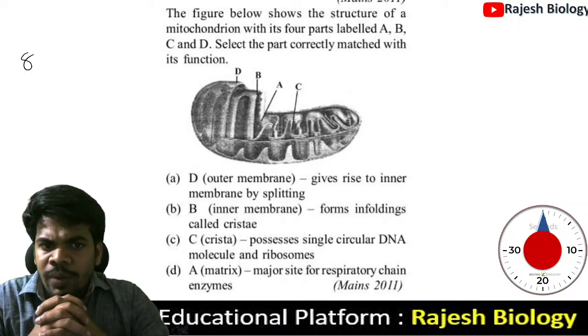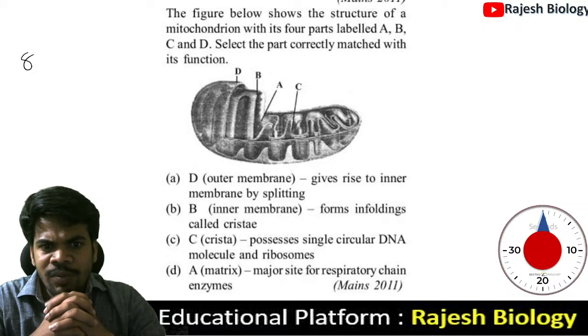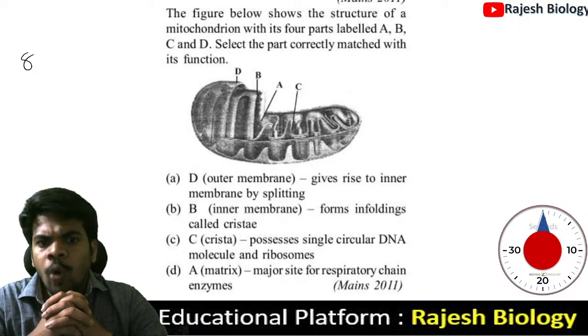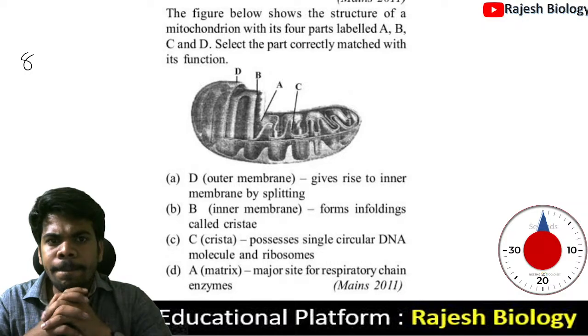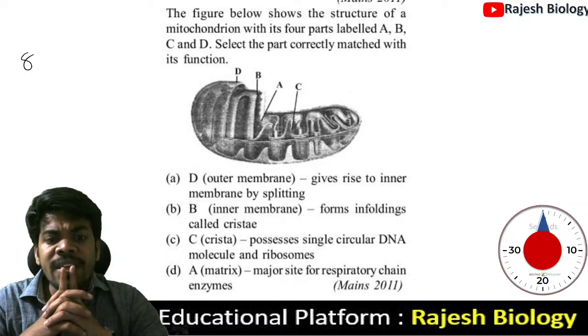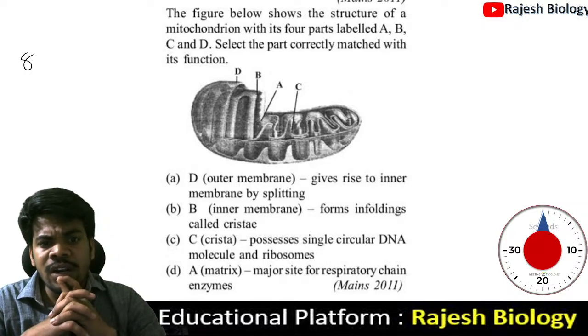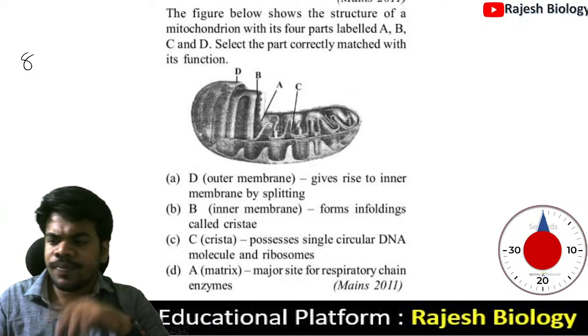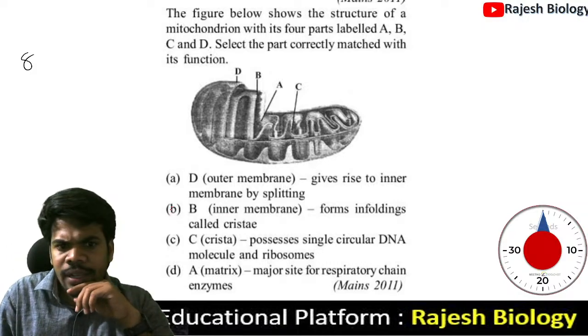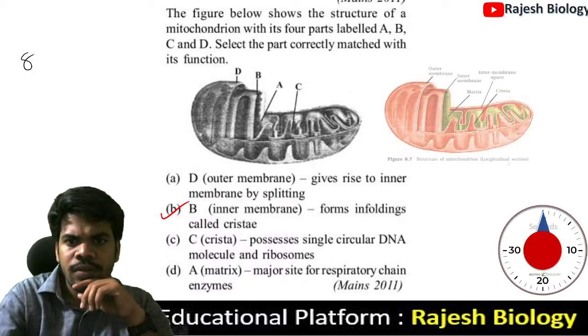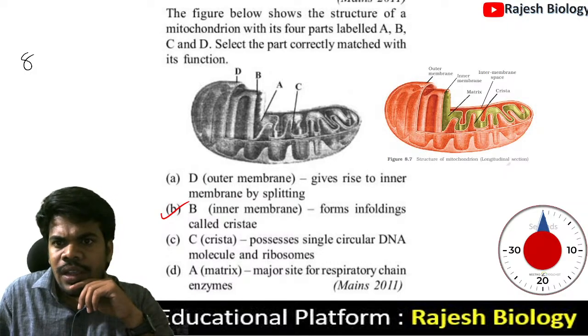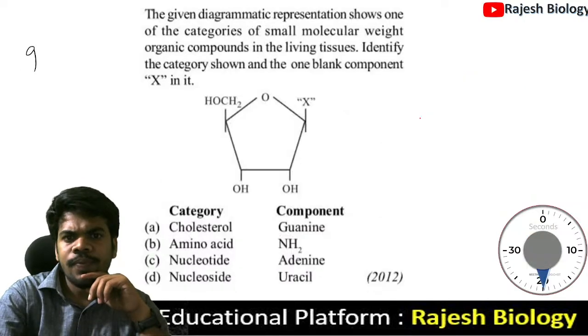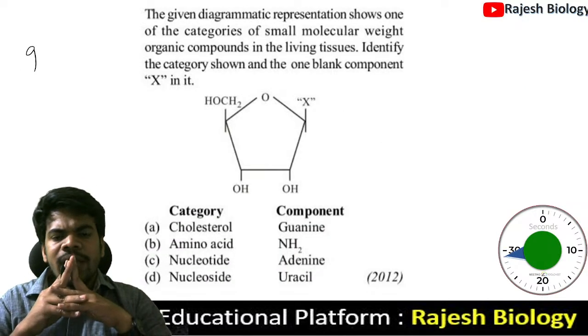And D is outer membrane, correct. Give rise to inner membrane by splitting? No. B is inner membrane, forms infoldings called cristae. That is correct actually. Option B is the right answer. Here, inner membrane only it is, and it is going to fold like this to give the new structure, that is cristae. Okay.